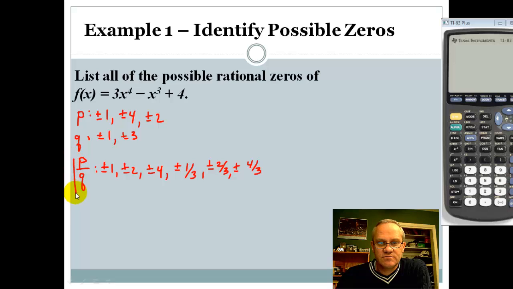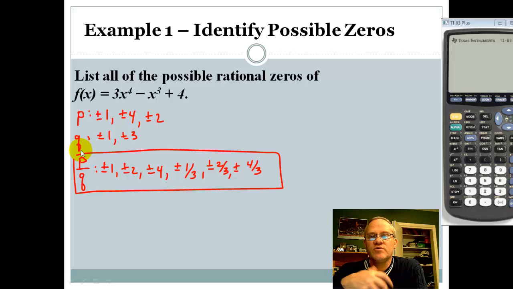So in this case, those are our possible rational zeros. And in a second, we will actually find the rational zeros. You'll see that the zeros will be within this group if we were doing this problem here. Okay? But for right now, in this kind of problem, we're just finding what are the possibilities. That's what they are. Plus or minus 1, plus or minus 2, plus or minus 4, plus or minus 1/3, 2/3, and 4/3. Okay, those are the possibilities.